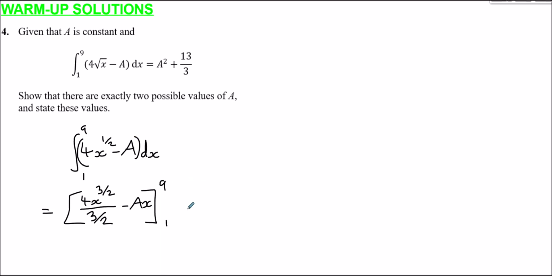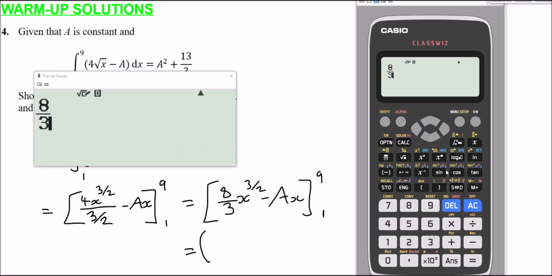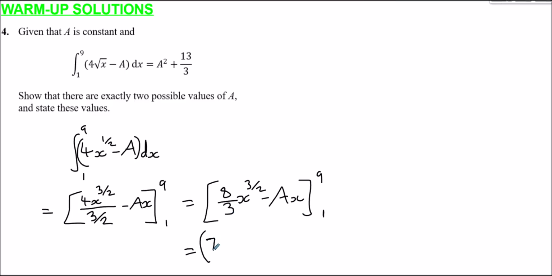Now it might help you, in terms of simplicity, to be thinking of this 4 divided by 3 halves. That looks a bit awkward, so I'd suggest you might want to just think of it as 8/3 x to the 3/2 minus ax. So if we substitute in 9 first of all, we'd have 8/3 multiplied by 9 to the power 3/2. That's going to give us 72. And then when x is 9, a times 9 gives us 9a, so we're going to minus off 9a. Then we're going to subtract off what we get when x is 1, which is much easier. 1 to the power anything is going to be 1, so that's going to give us 8/3 minus just a.